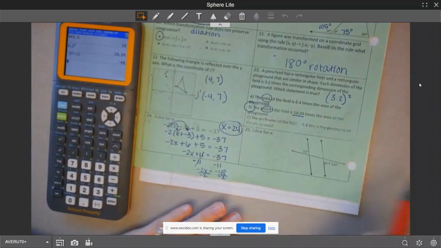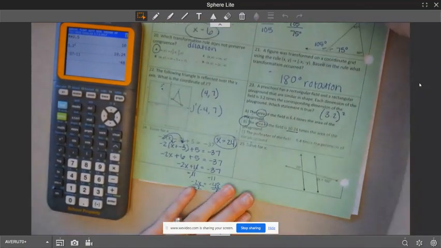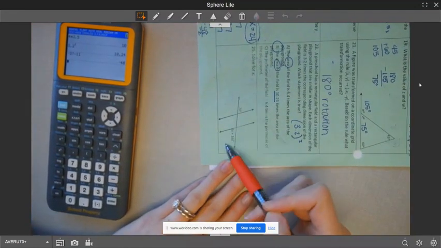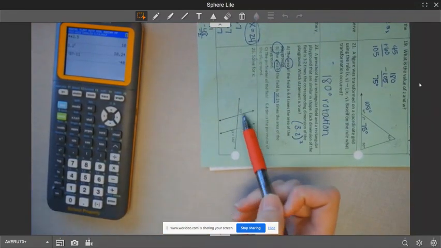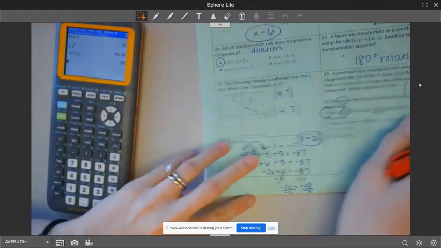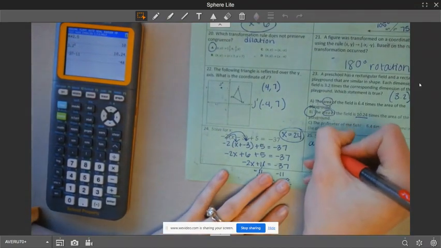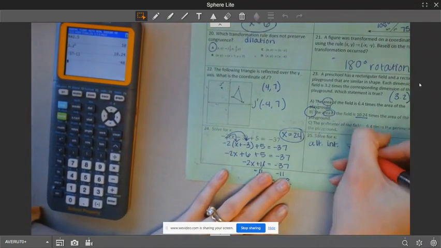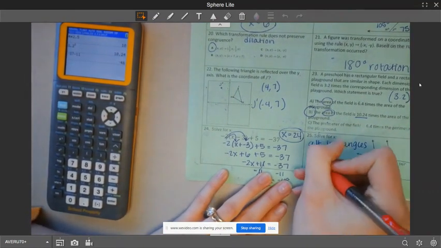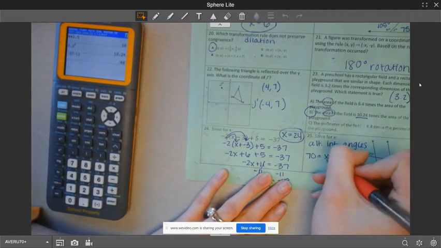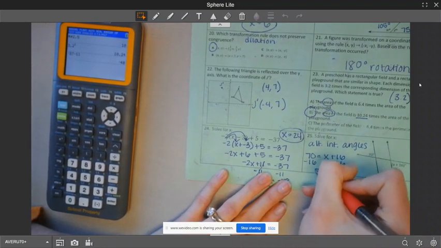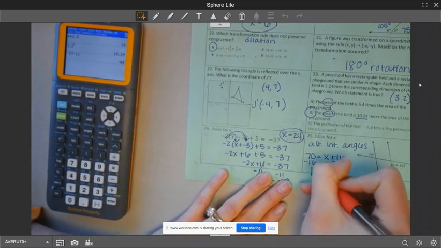And lastly, solve for x. Okay, this is our transversal. I'm going to turn this on its side. These are our two parallel lines. Here is our transversal. I can see that both of these angles are outside the parallel lines, and they are on opposite sides of the transversal. So they are alternate exterior angles, and alternate exterior angles are equal or congruent, so I'm going to say 70 is equal to x plus 16. Subtract 16 from both sides to solve for x. So 54 is equal to x.